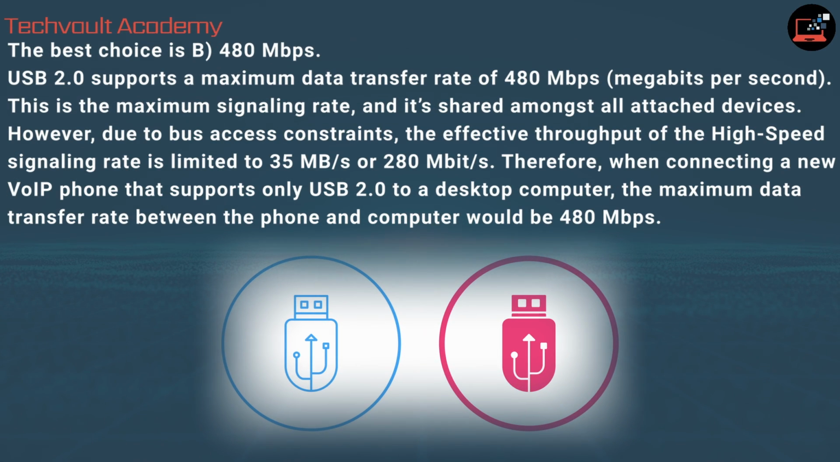The best choice is B. 480 megabits per second. USB 2.0 supports a maximum data transfer rate of 480 megabits per second. This is the maximum signaling rate, and it's shared amongst all attached devices. However, due to bus access constraints, the effective throughput of the high-speed signaling rate is limited to 35 MB per second or 280 Mbps. Therefore, when connecting a new VoIP phone that supports only USB 2.0 to a desktop computer, the maximum data transfer rate between the phone and computer would be 480 megabits per second.